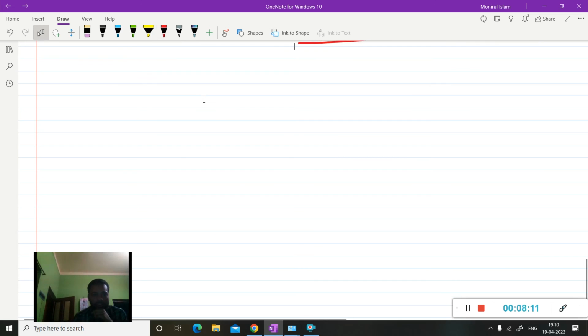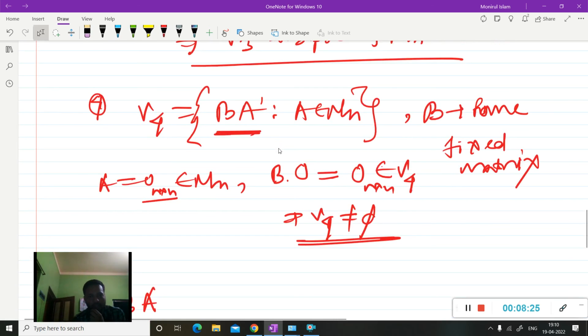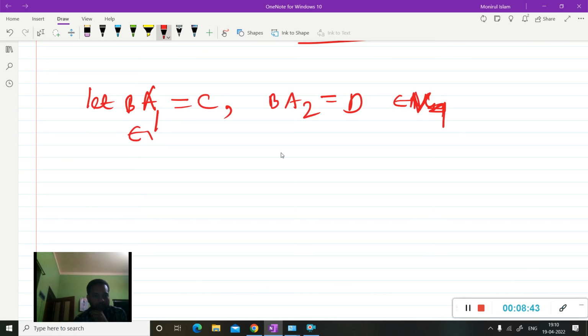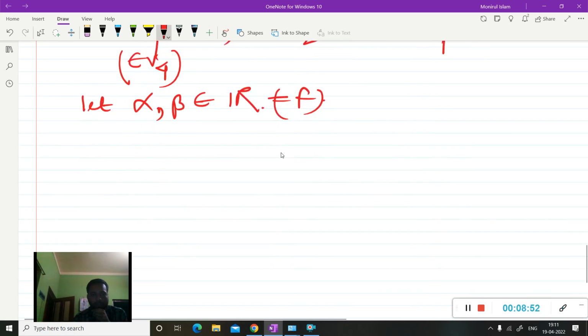Now, to test whether it is a subspace, we take two arbitrary matrices. B is fixed, but A will vary. So I take the matrix BA1 and call it C, and another matrix BA2, call it D. Both are matrices from V4. And take two scalars alpha, beta, where the field is R.